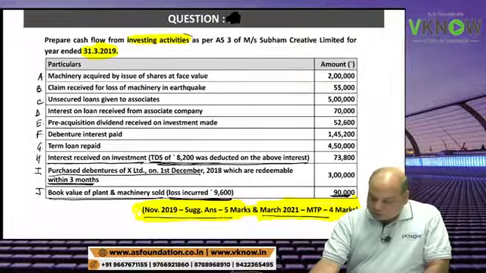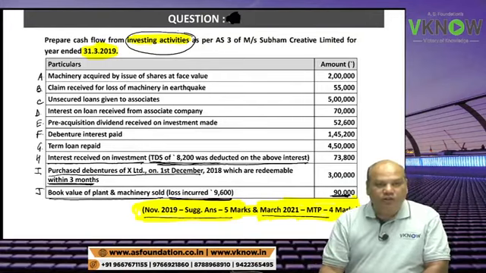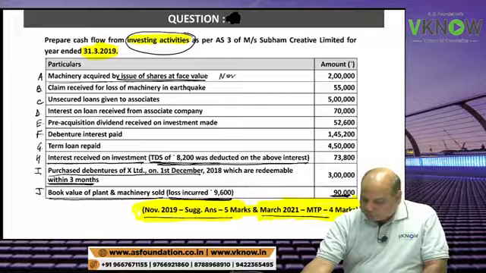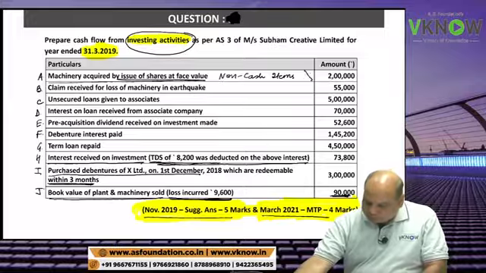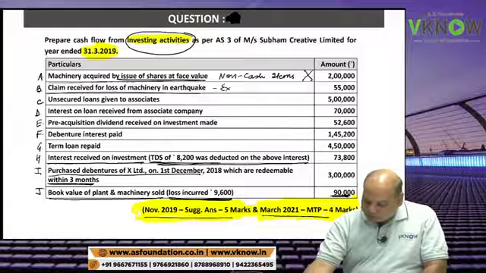So our question is to find out cash flow from investing activities. It's a good question. Machinery acquired by issue of shares is a non-cash transaction, non-cash item. Ignore. Claim received for loss of machinery in earthquake will come as an extraordinary item.